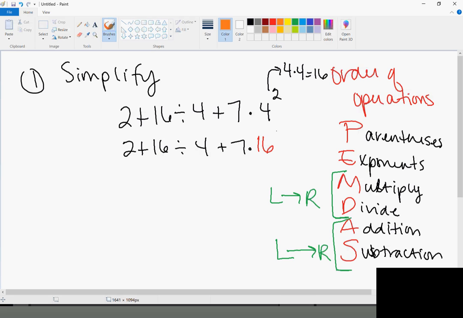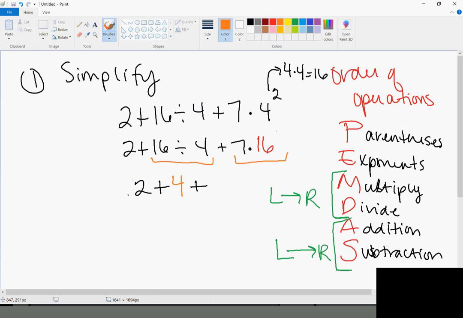If we look left to right, we don't want to add 2 plus 16 because we're not ready for that yet. But we have division here, so let's take care of this. 16 divided by 4 is 4. Let's write down everything else. I'll make that a little bigger. So we have 2 plus 16 divided by 4, which is 4, plus, and now we have multiplication.